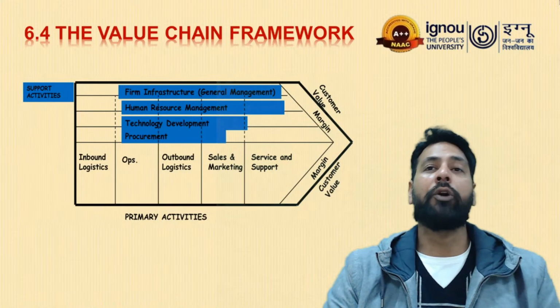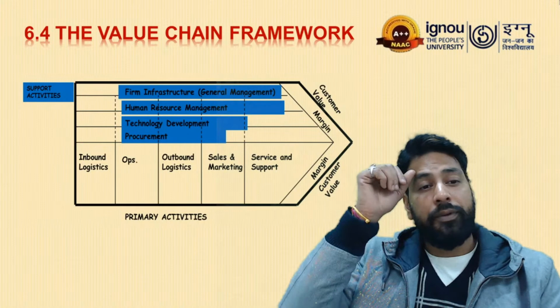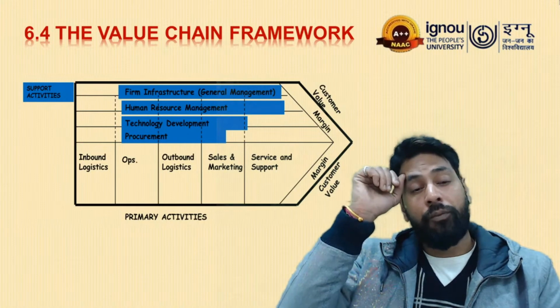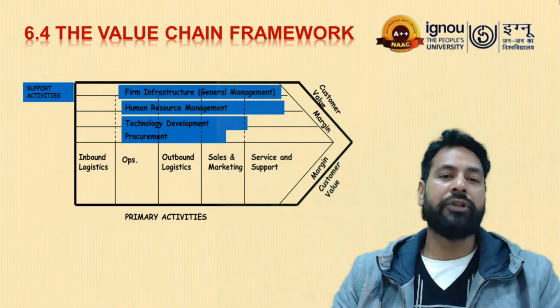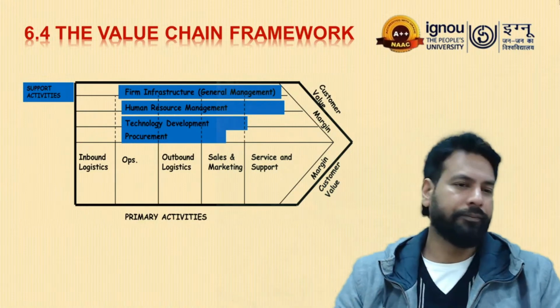If I talk about primary activities, there are five types: inbound logistics, operations, outbound logistics, sales and marketing, service and support. Now I'll explain these terms one by one.